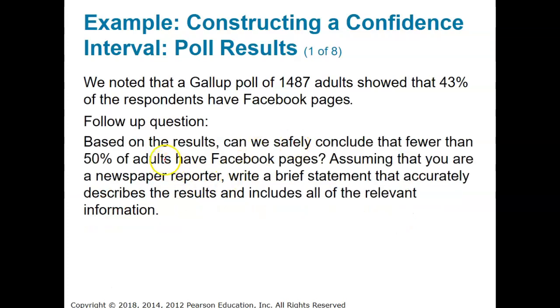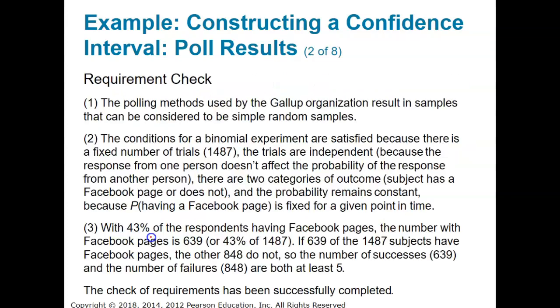Okay, so a follow-up question here, based on these results, can we safely conclude that fewer than 50% of adults have Facebook pages? So if we look back at the interval that we found, this interval is clearly captured well below the 50% mark, and so we could safely conclude that fewer than 50% of adults have Facebook pages. And this was probably old data that we were working with.